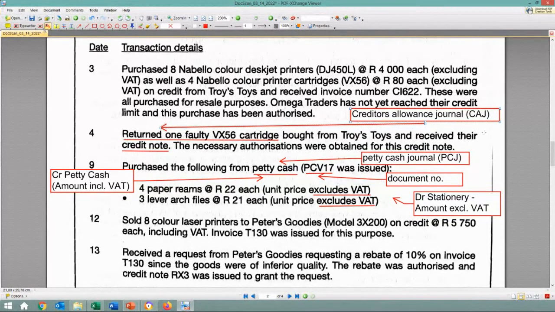Now, they don't tell you on here what the credit note number is, so I'm just going to fill it in. This is just a typo error, so it was CN22. That is your credit note number.